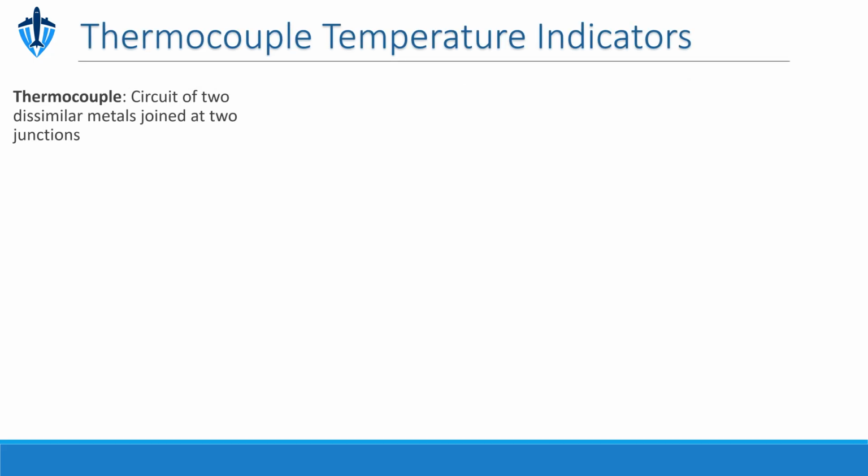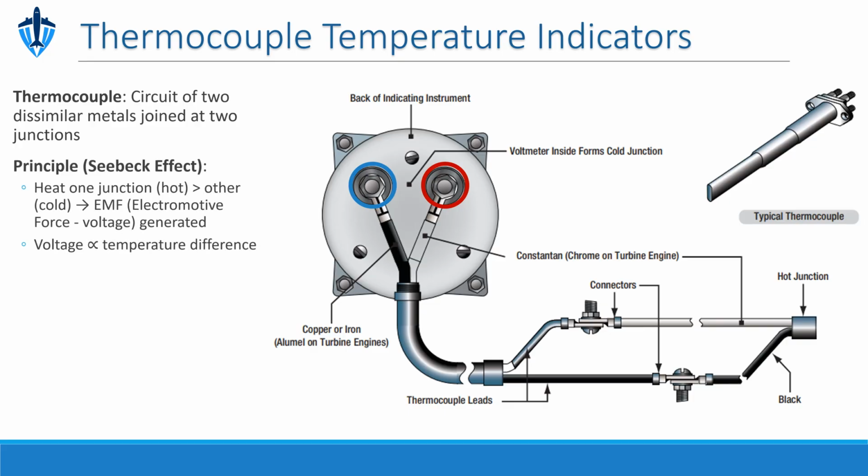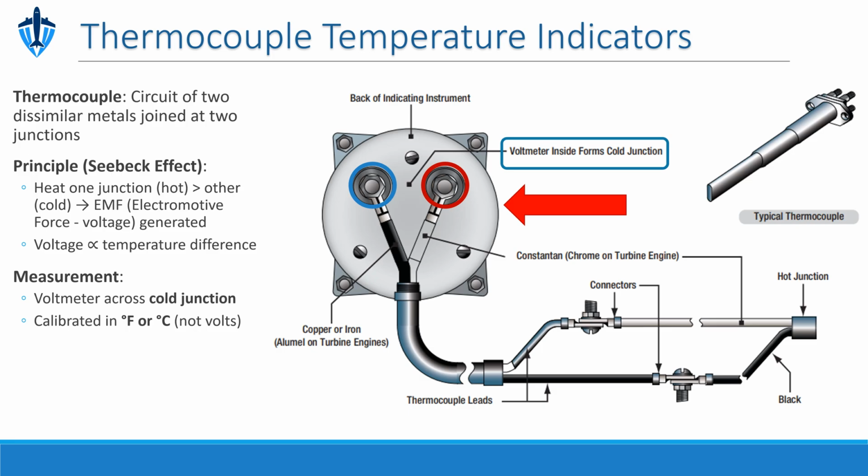Thermocouples are simple yet powerful temperature sensors used in aviation. They consist of two unlike metals joined at 2 points, a hot junction and a cold one. When the hot junction is heated above the cold, an electromotive force, or voltage, is produced in the circuit, directly proportional to the temperature difference. We measure this with a voltmeter connected across the cold junction, but the dial is calibrated in degrees Fahrenheit or Celsius for direct reading. The hotter the sensing junction gets, the stronger the voltage and the higher the indicated temperature. This reliable, rugged system is ideal for high-temperature applications.